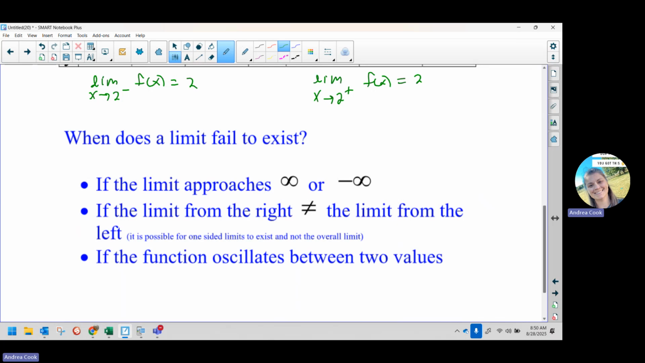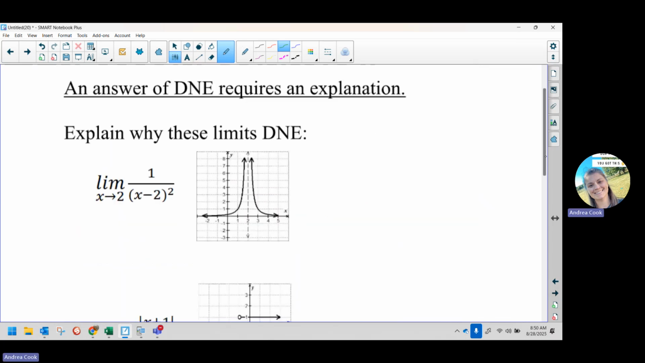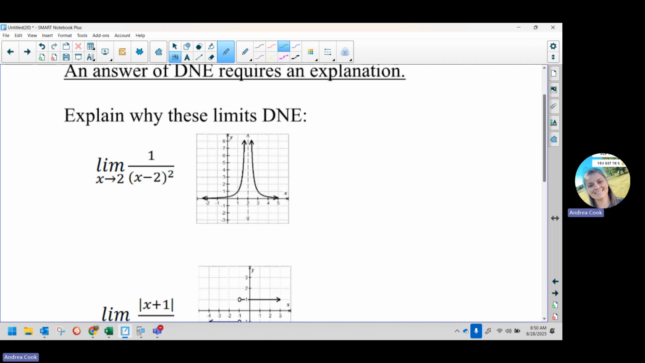So I'm going to show you examples, and we're going to show why this does not exist. An answer of DNE, which is does not exist, requires an explanation. So you need to be able to explain why the limit doesn't exist. So here, the limit as x approaches 2, there's your graph. What is happening at 2? As x approaches 2, what is the function doing? Going to infinity. So this limit does not exist because the graph is approaching infinity.